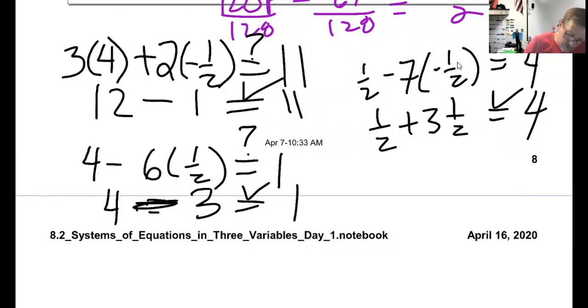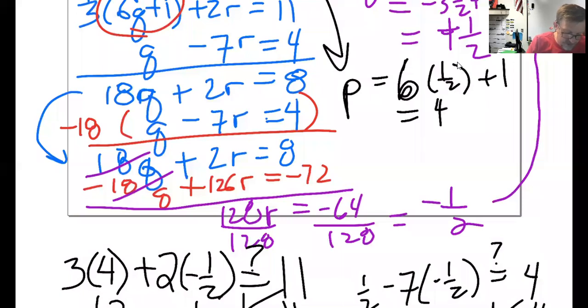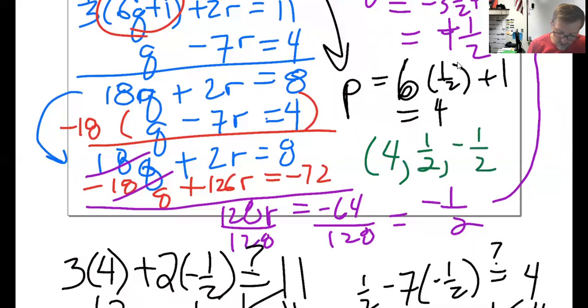All right. I'm going to move it back up so I can put my answer smack dab in the middle of all this stuff. Haven't picked a color yet. My favorite, green. So my p value was 4, my q value was 1/2, and r value is negative 1/2. Notice, I did this in alphabetical order. And that is that. Done.